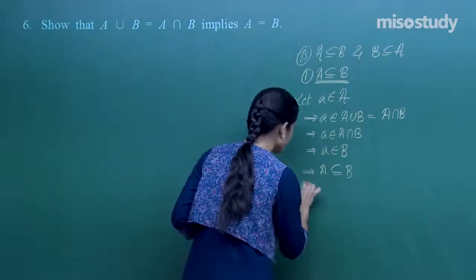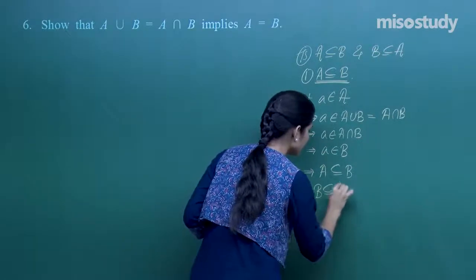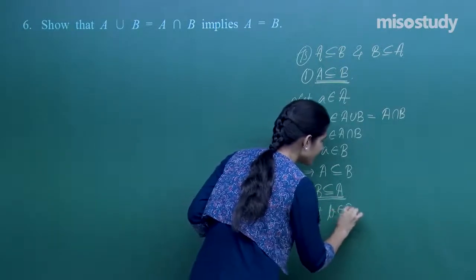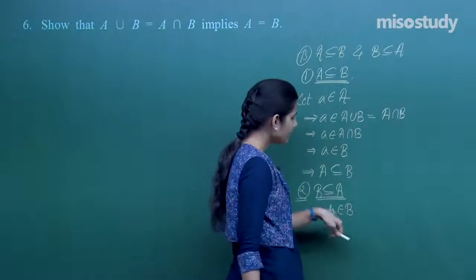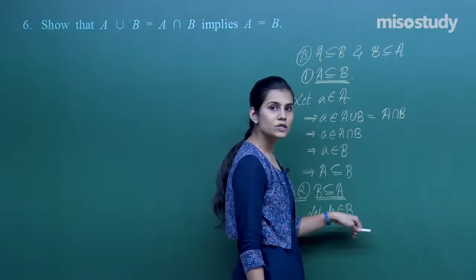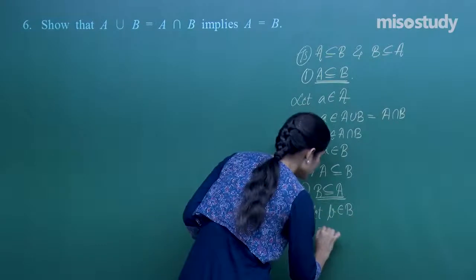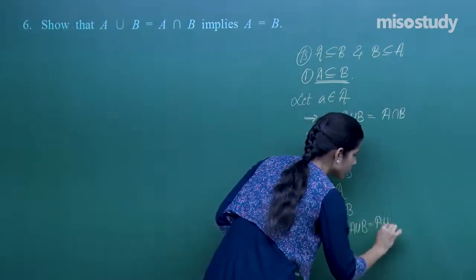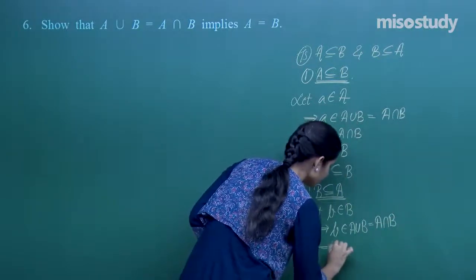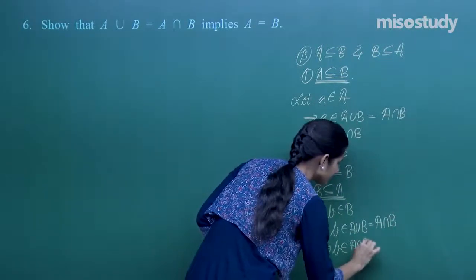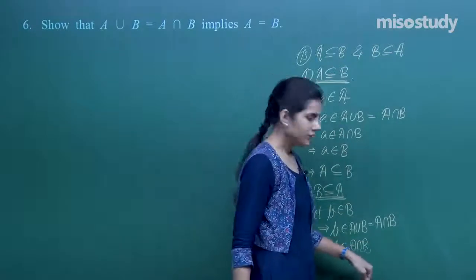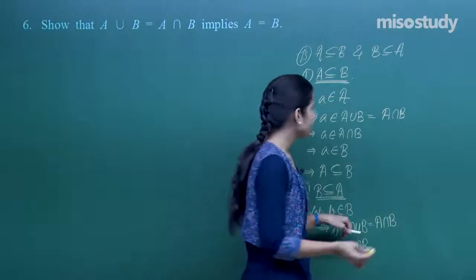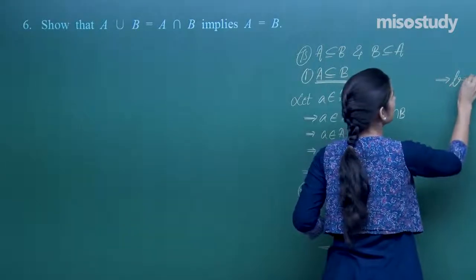And the second thing, exactly in a similar fashion, if I take an arbitrary member from set B, then this small b is in capital B, that means it is in at least one of A and B. So clearly it is in A union B, which is given to be equal to A intersection B, which implies b is in A intersection B, that means it is a common member of A and B. If small b is a common member of A and B, that means it is in A also, in B also, it is already in B. So this implies it is in A.